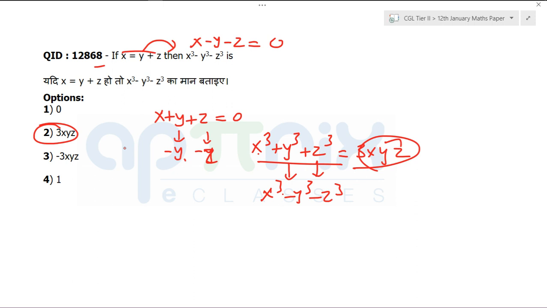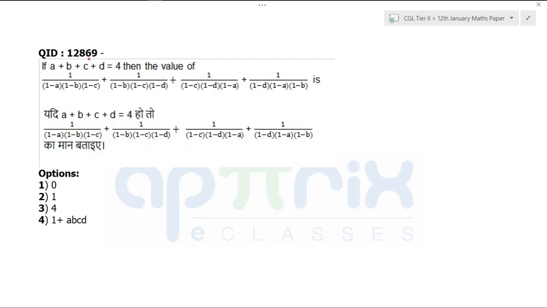Hope all of you are getting it without any confusion or problem. It's a very simple standard result, right? So that is not going to change. All right. Moving to the next question, that is question number 69.